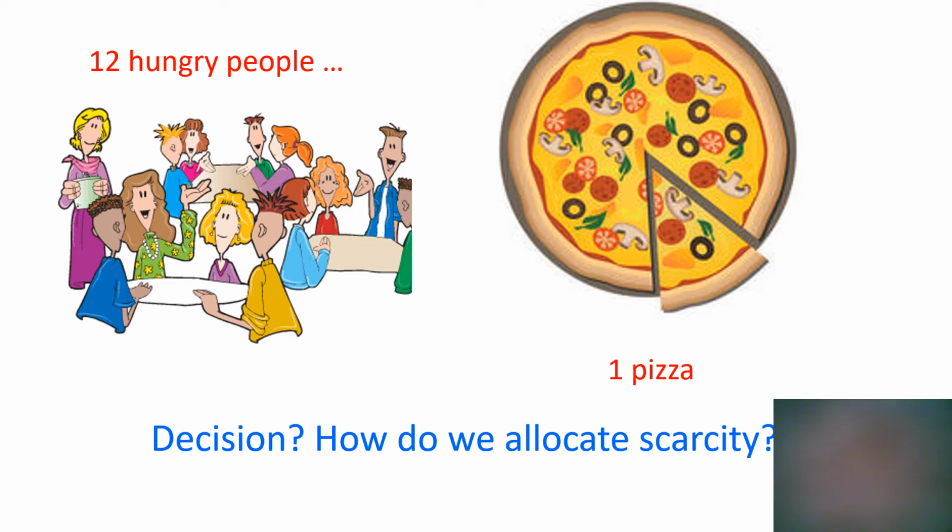Hello, I want to talk about pure competition. 12 hungry people and one pizza illustrates a problem. The problem is that there's just not enough to go around. This is an example of the economic problem, and that is, how do we allocate scarce resources? People's wants and needs are greater than the resources that are available. Decisions have to be made, and those decisions are, again, how do we allocate scarce resources?